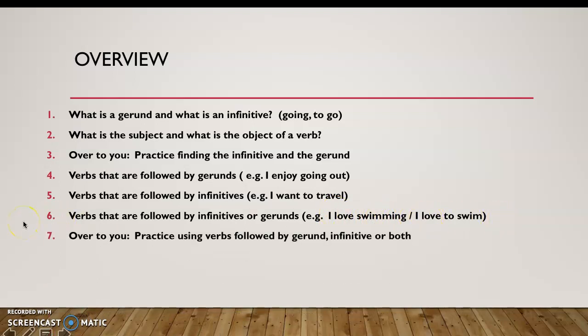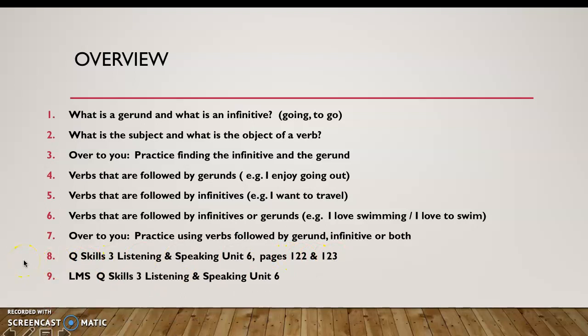Then, I'm going to ask you to practice using verbs followed by gerund, infinitive, or both. So you need some note paper and to think. Then we're going to look at Q Skills 3 Listening and Speaking Unit 6. Go to page 122 and 123. And finally, you're going to go to the LMS and you're going to look at Unit 6 and do some exercises on this. Now that's rather a lot. So, are you ready? Let's go to the first point then.